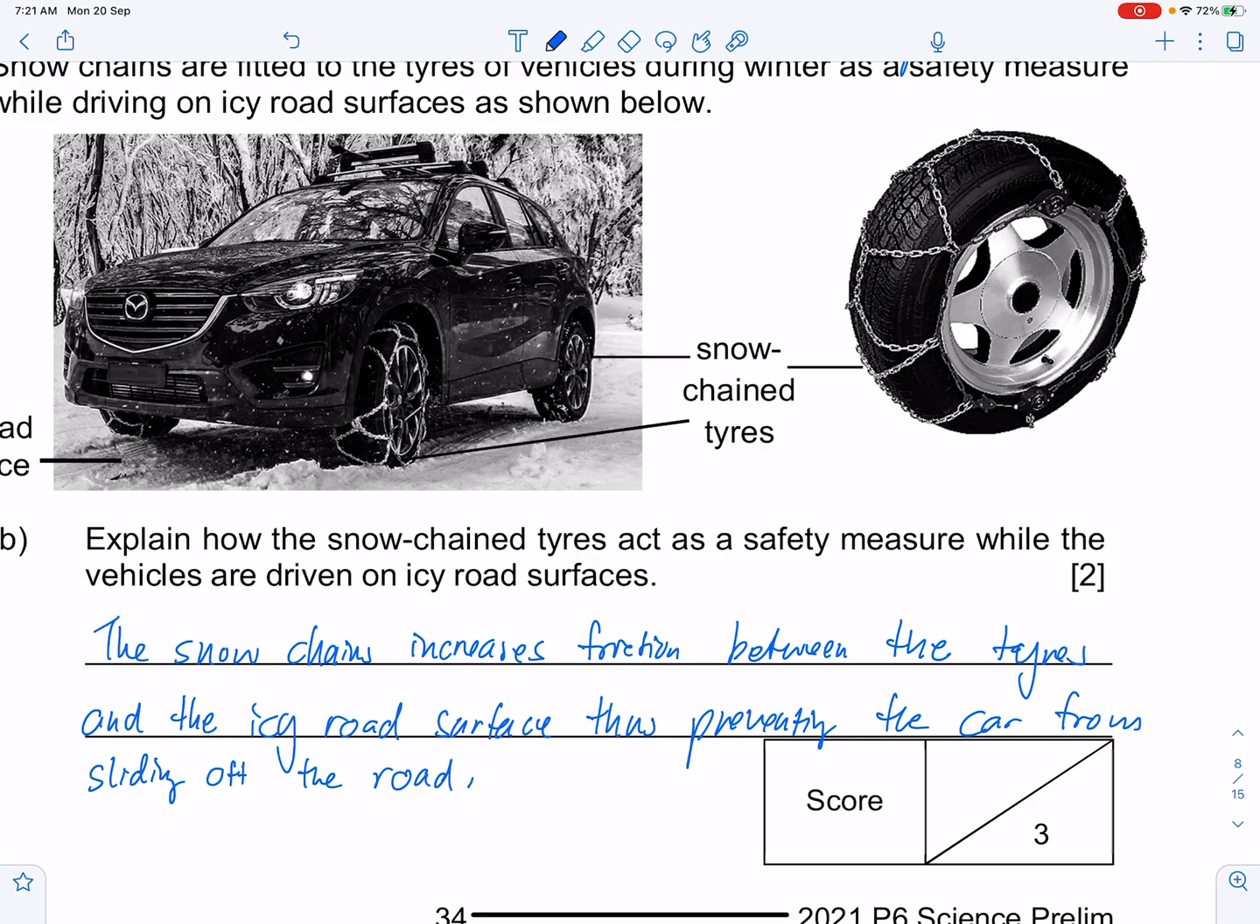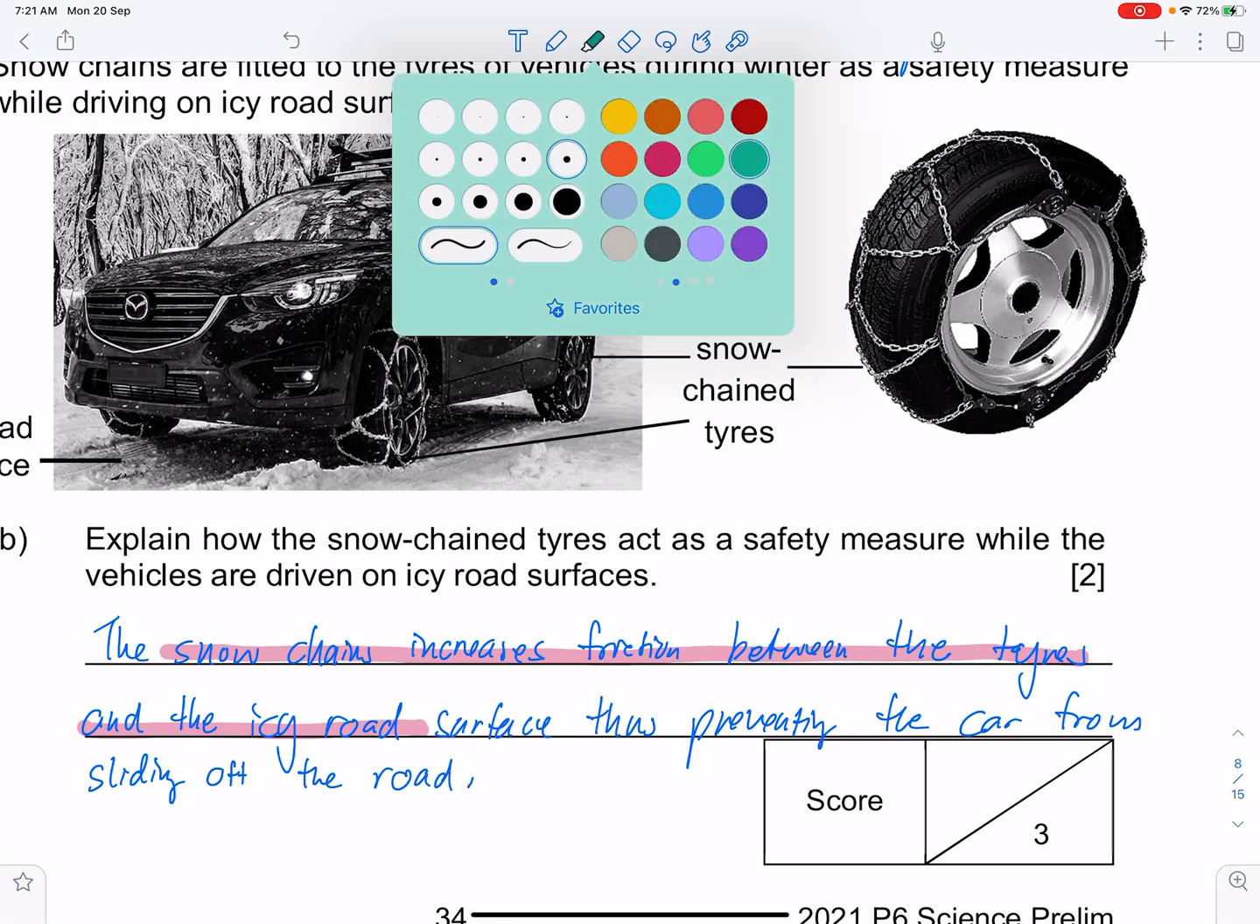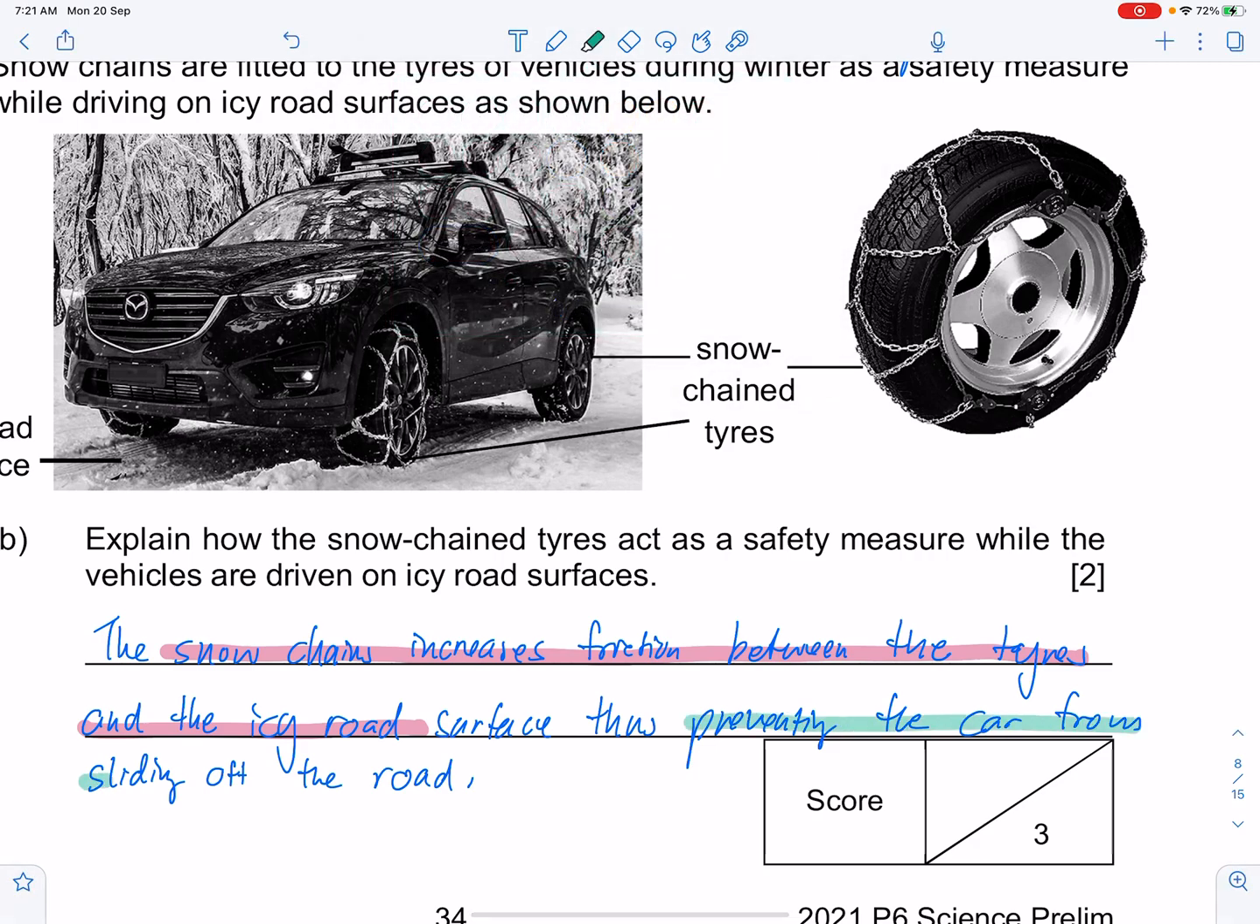So essentially, there are two parts. The first part talks about what this snow chain does in terms of forces, and the second part tells you what is the effect of it, what's the positive effect, or why do you want to do it. So both of these must be here to get your 2 marks.